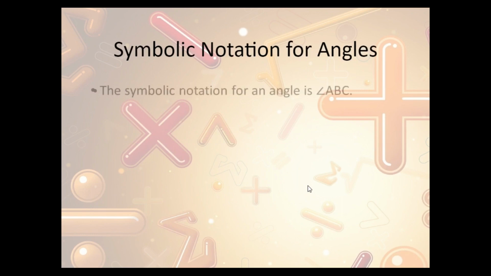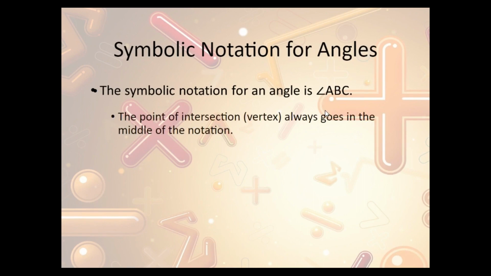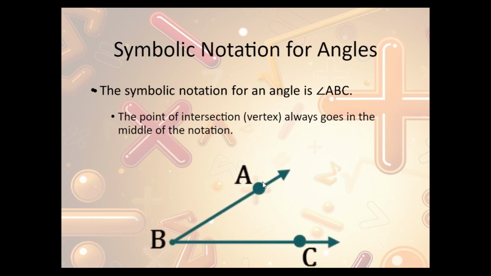Symbolic notation for angles. The symbolic notation for angles is angle ABC. So it's this kind of V shape here that represents angle. Then we label it with the points involved. Now notice that the point of intersection, or where they meet, or as we call it, the vertex, always goes in the middle. So B would have to be the center of it. So an example of this would be ABC. That would be our notation for the angle. Again, B always has to be in the middle. It could also be CBA. That would work as well, as long as B is in the middle.